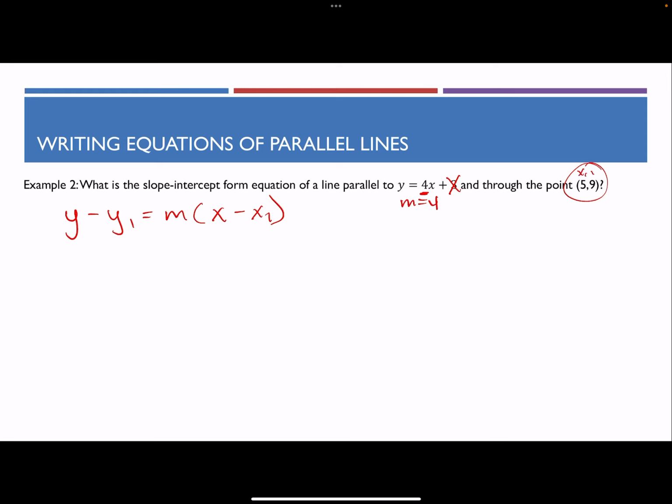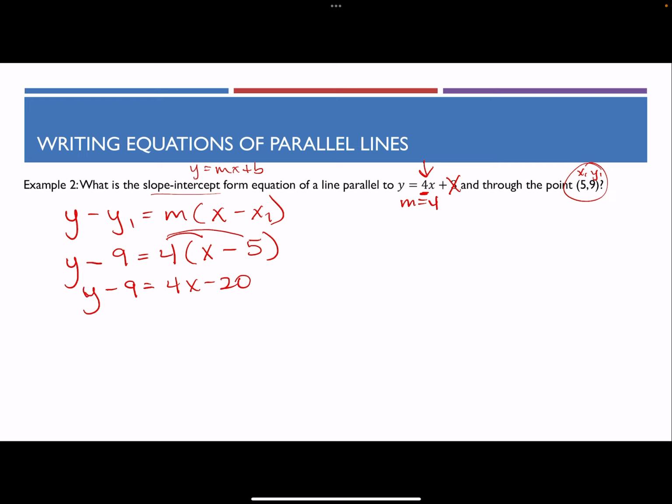This is like my x and y that I'm going to use to plug into point slope form. So point slope form: y minus my y1, which was that 9, equals my m, which is 4. Remember, I got that from here. And then in parentheses, x minus x1, which is 5. Okay, so now that's my equation in point slope form. It's asking for it in slope-intercept form, so that's y equals mx plus b. I just got to take a minute and solve this equation. I'm going to distribute the 4, and I'm solving for y. So this will be 4x minus 20.